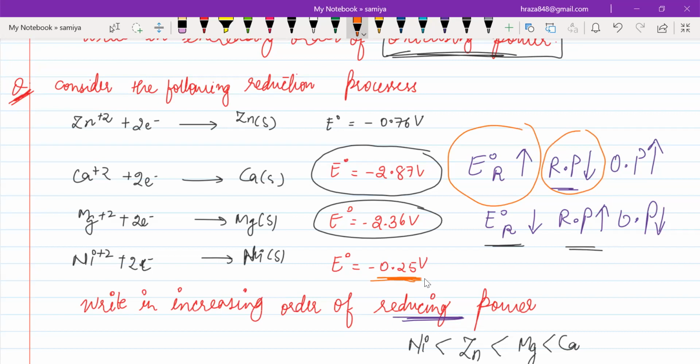Wait a minute. Lowest value of E naught R is minus 2.87. That's why reducing power maximum will be of calcium. Is that clear? Yes, sir. Now next question, Darshan.